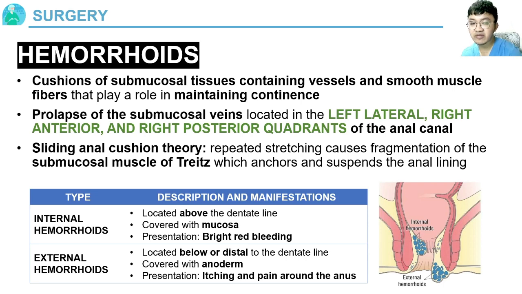So we have 2 types: internal and external hemorrhoids, which are identified based on their location from the dentate line. If it's above, it's internal. If it's below, it's external. If it's above, it's covered with mucosa, and mucosa is asensate. You cannot feel it. Therefore, the patient usually presents with bleeding rather than pain. External hemorrhoids are covered with anoderm, basically like your skin. Your skin is sensate. It can sense pain. So the early presentation of external hemorrhoids is itching and pain around the anus.